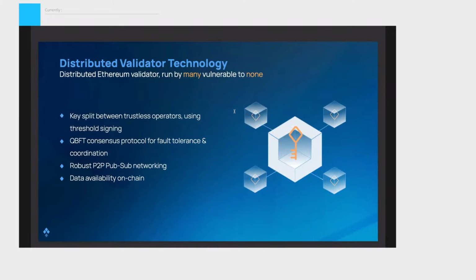So I will go through it quickly. I would say by now, I think most people know what DVT is, but DVT is the distributed Ethereum validator technology. The idea is to take an Ethereum validator and be able to split it up into independent operators.